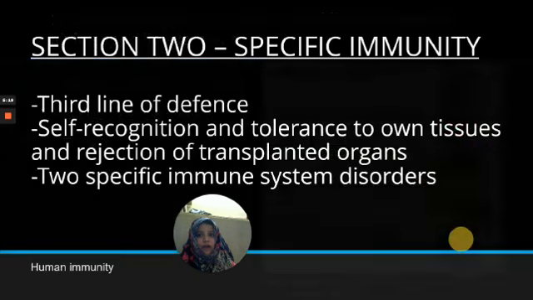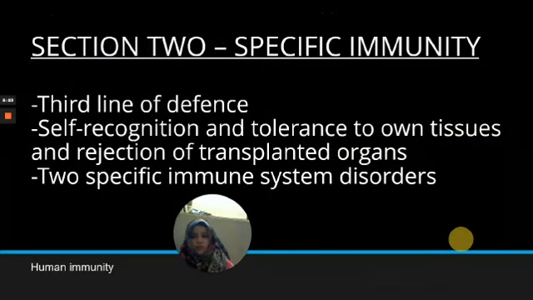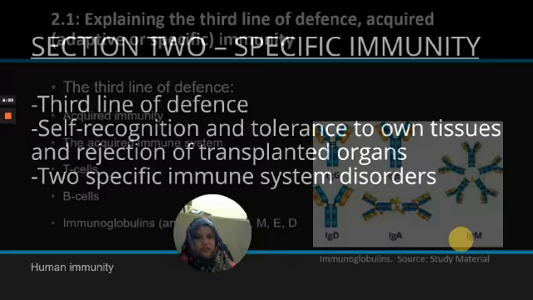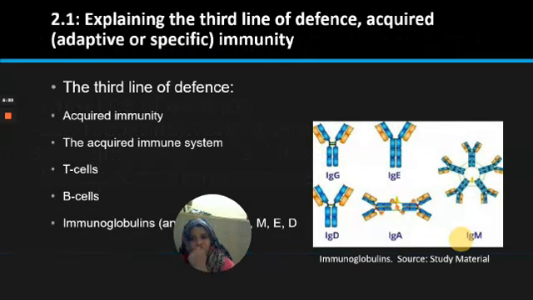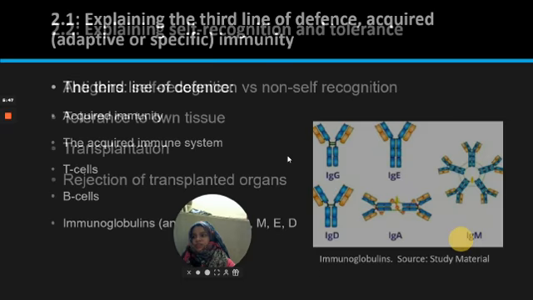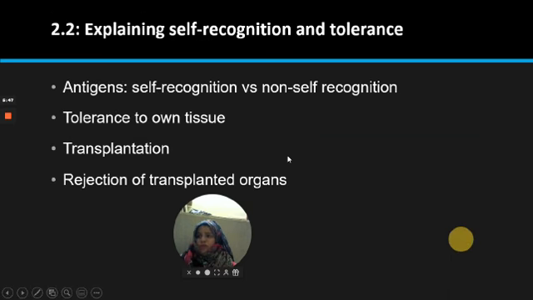Now I am coming to section 2, specific immunity. The third line of defense: self-recognition and tolerance, graft rejection and transplanted organs, in the specific immune system. So my first question is about the third line of defense. It basically consists of acquired immunity, the acquired immune system, which consists of T cells and B cells and immunoglobulin, which are antibodies. So first of all, an explanation of the third line of defense.